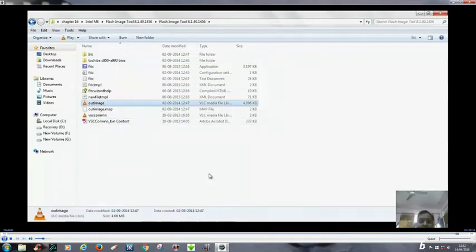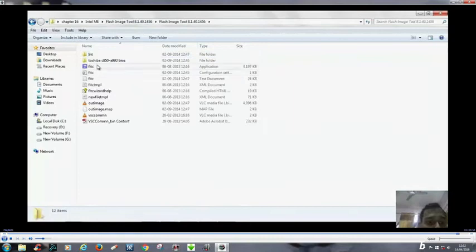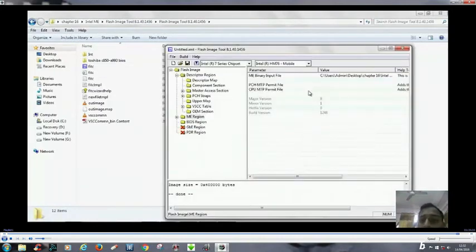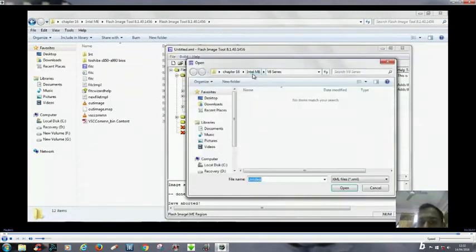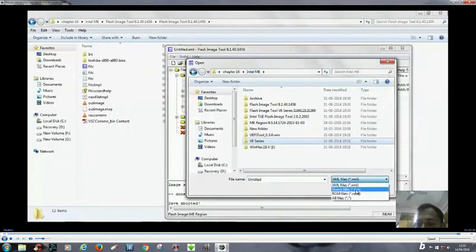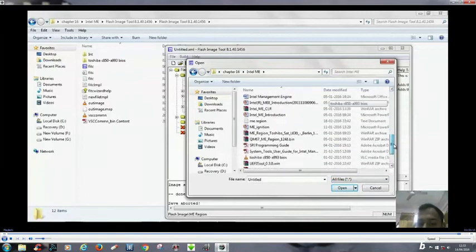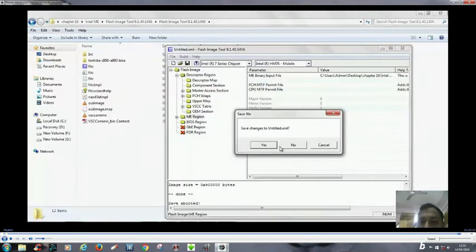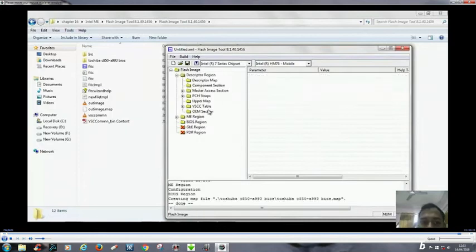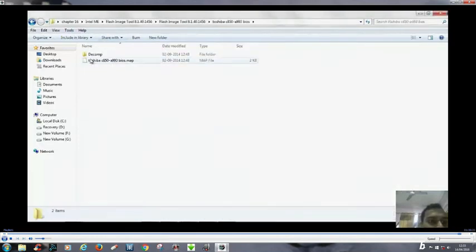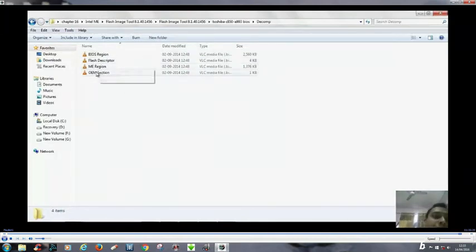This is very easy, right? What we have done: we have opened the FITC tool, and we have opened the faulty BIOS. Here, use all files, open the Toshiba C850, right? Now we have opened it, and all the files would be disassembled. What we have to do is, this IME region is bad, so we will put in a new good IME region and we will assemble it.